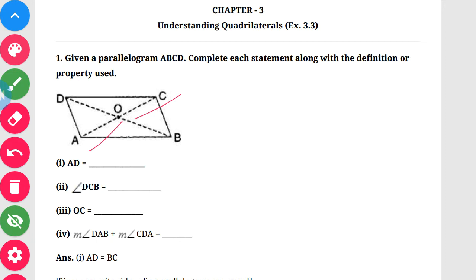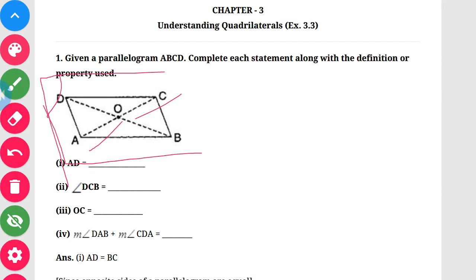angle DAB and angle CDA. Here M stands for what? If you just see here, DAB and here plus CDA. So this angle it is.